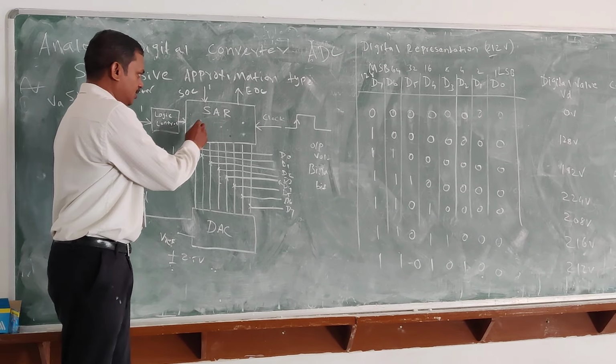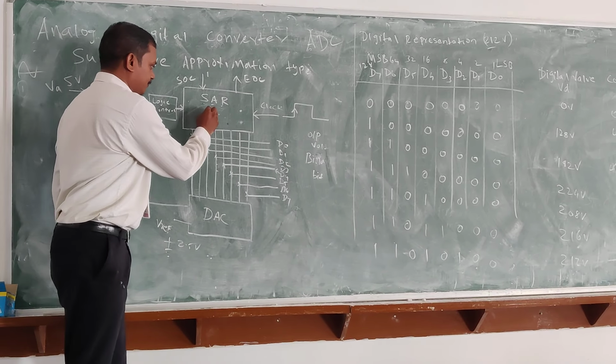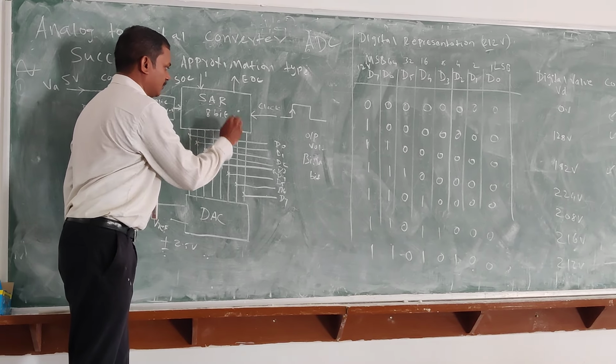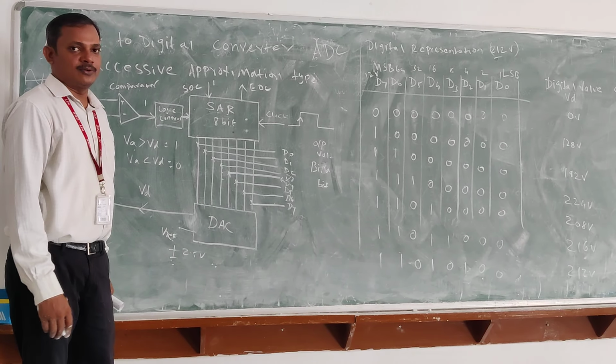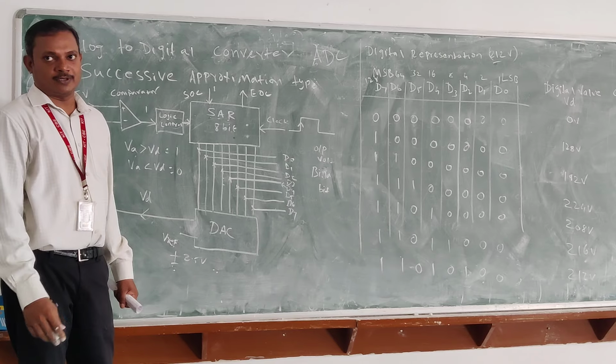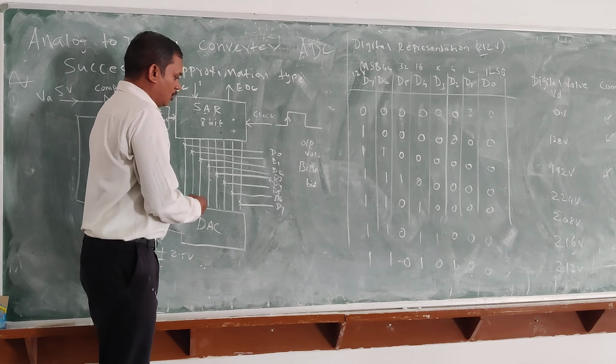SAR is nothing but the successive approximation register. It holds 8-bit data. There are a number of ADC types. Here we are using only an 8-bit ADC, 2 to the power of n. So this section is an output.